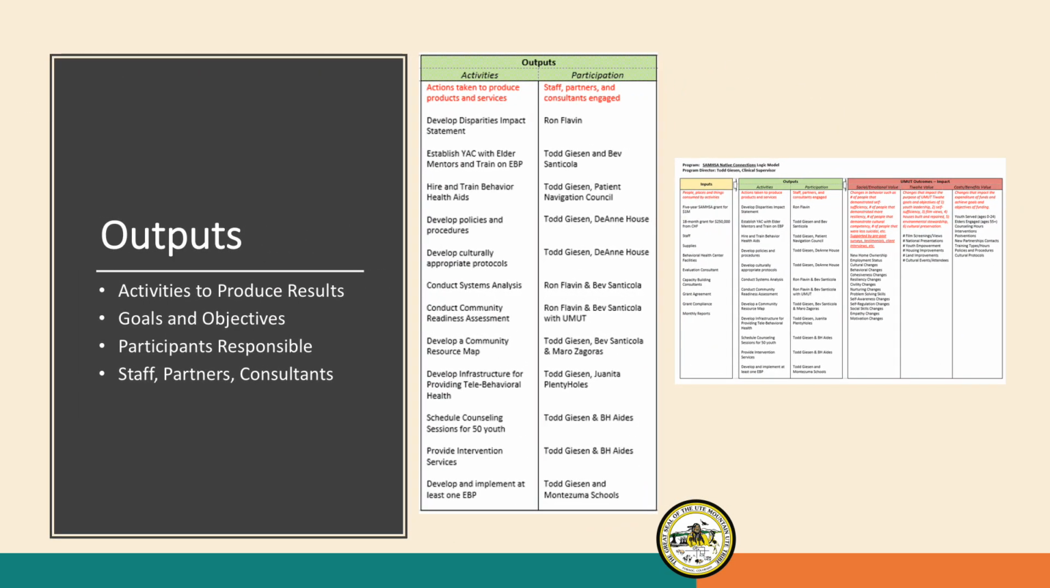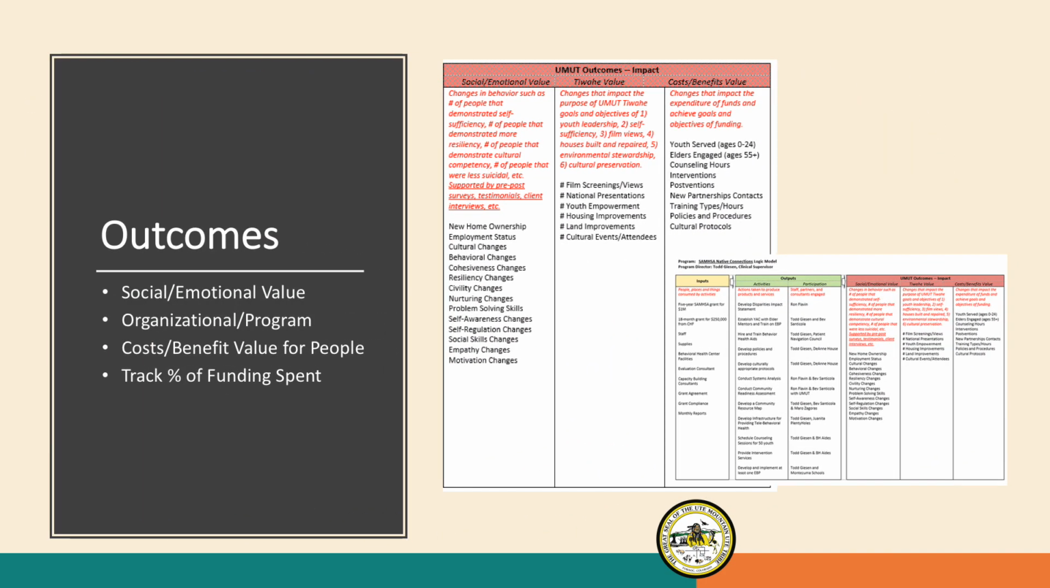The second and third columns of the logic model are outputs. One for the goals and objectives or activities you proposed, and one for the staff, consultants, and collaborating partners that will help you make it happen. Standard logic models typically measure short, middle, and long-term outcomes. For the Ute Mountain Ute tribe, we use social emotional outcomes, the ones measured by stories, program outcomes, measured by required organizational or program goals, and cost-benefit outcomes to measure spending and the difference the money made for the people.